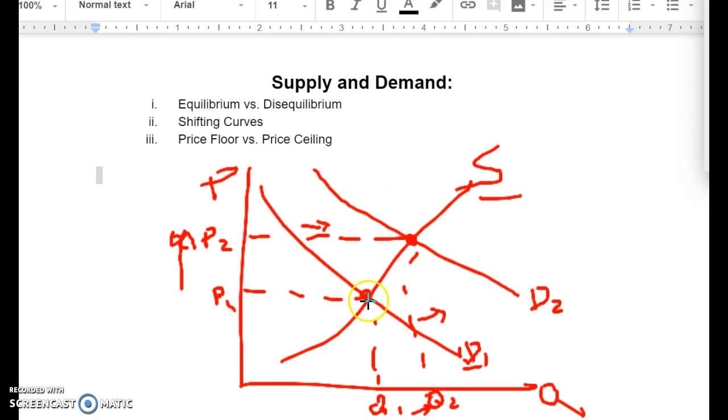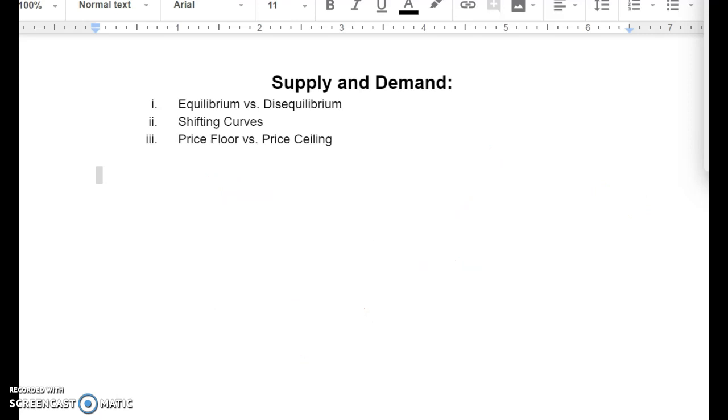So be able to show a shift with either demand or supply or a double shift. So if demand and supply shift at the same time, be able to show what's indeterminate and what actually changes. Okay, the final thing you might have to be able to draw is a price floor or a price ceiling. Sorry about that.